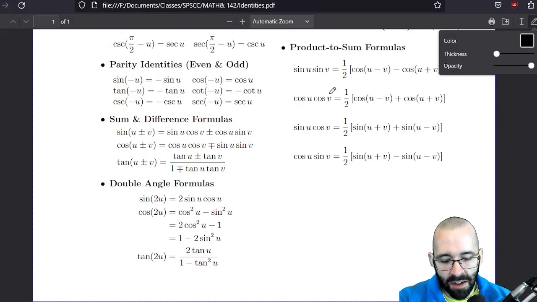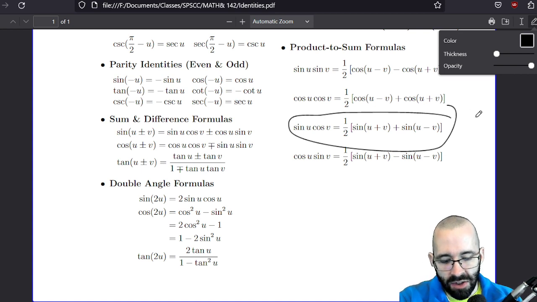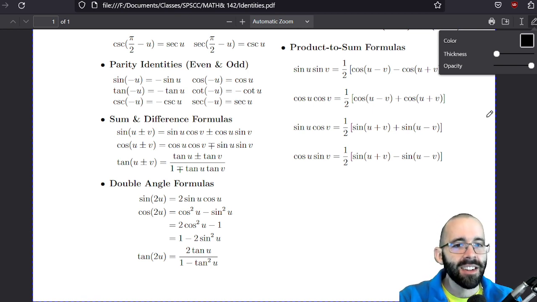I have cosine of one angle and sine of another angle. So we're going to be using this one: sine of one angle, cosine of the other angle. That's just going to be 1/2 sine of their sum plus 1/2 sine of their difference. Okay, just the average. Ooh, the average, because 1/2 of two things added together is an average. It's the average of the sine of their sum and the sine of their difference.